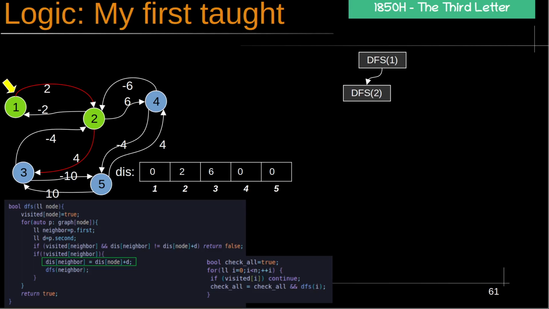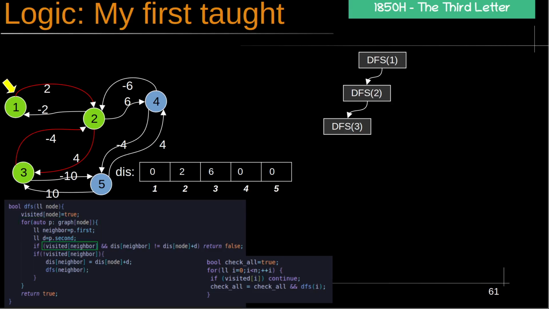2 plus 4 is 6, and we DFS on 3. So we mark it as visited. Check its neighbors. We have 5 and 2. Let's say that we go to 2 here. What will happen? 2 is visited.